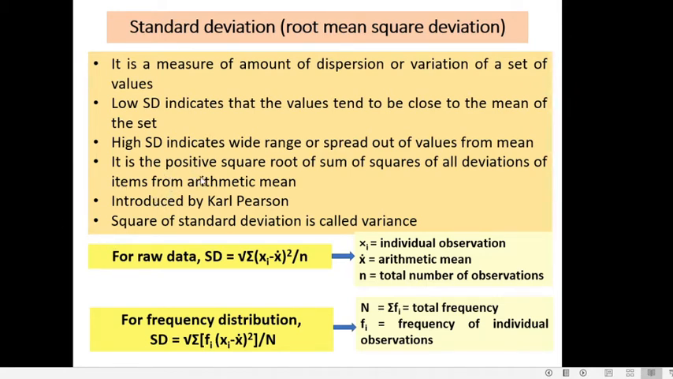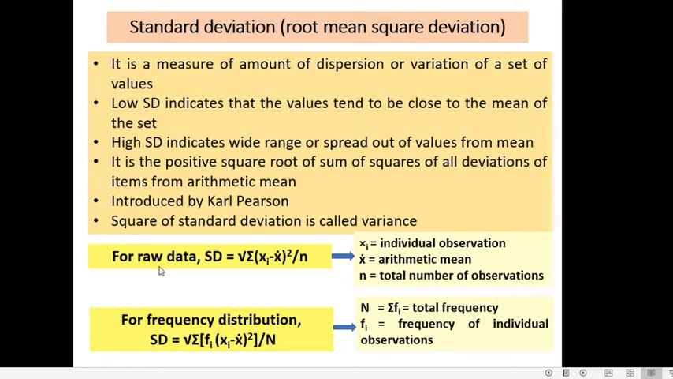It is calculated as the positive square root of the sum of squares of all deviations of items from the arithmetic mean. We will deal with it using a formula. Before that, this measure was introduced by Karl Pearson. The square of standard deviation is also called the variance. Now, we go to the formulae.